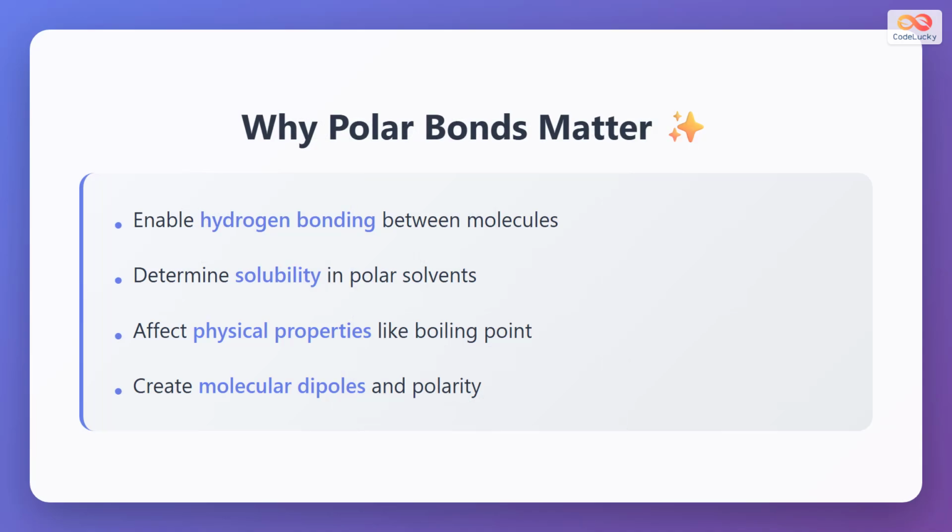Why do polar bonds matter? They have profound effects on molecular behavior. Polar bonds enable hydrogen bonding between molecules, which is crucial for many biological processes. They determine solubility in polar solvents like water. Polar bonds affect physical properties such as boiling point and melting point, and they create molecular dipoles and overall molecular polarity, which influences how molecules interact with each other and with their environment.